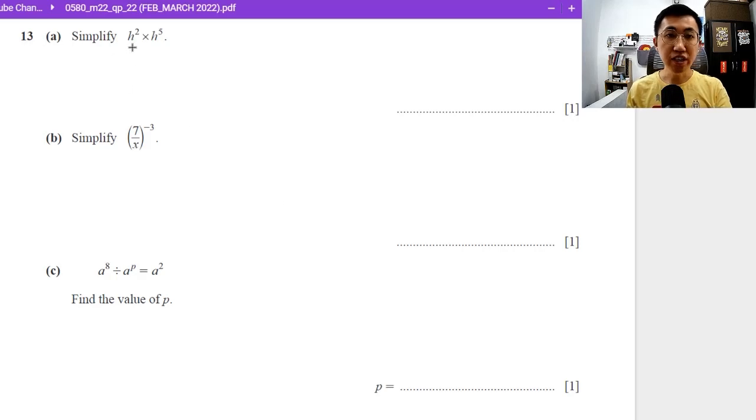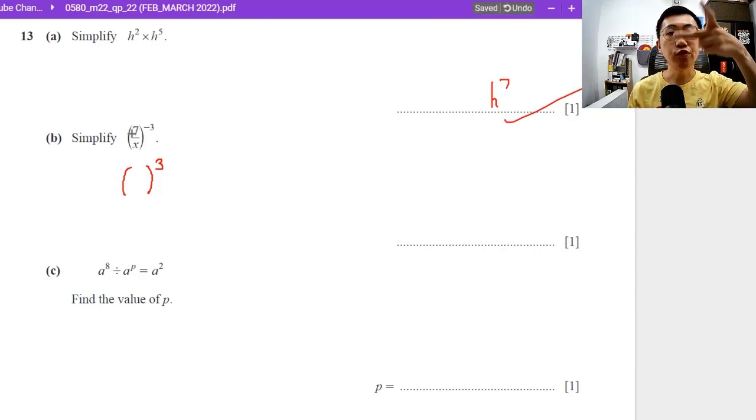Question 13a, simplify h squared times h power of 5. That is going to get you h power of 7. So the powers on top add together. Okay, 1 mark. Alright, so how to do this one? I want you to become positive. So this is going to become positive 3. And this inside the fraction will have to flip. So now you need to write x over 7.